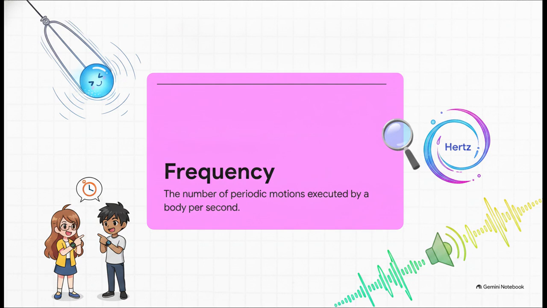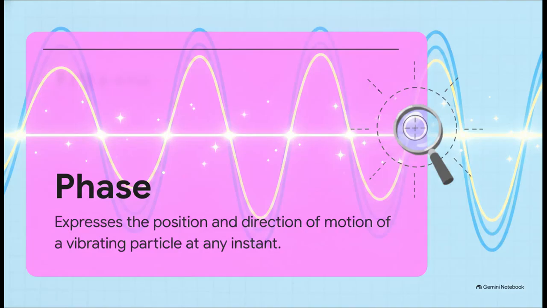Right after that, we have frequency. If the time period is how long one single dance takes, frequency is how many of those full back-and-forth motions happen in just one single second. We measure this in hertz. So picture a pendulum swinging back and forth a complete 2 times in 1 second. Boom! Its frequency is exactly 2 hertz. Simple as that.